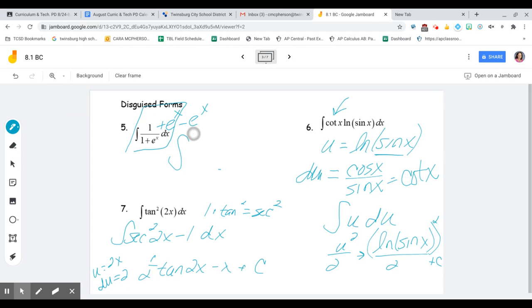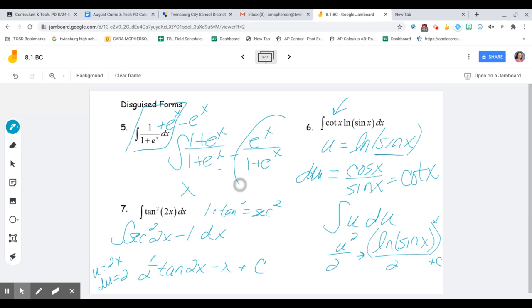You are going to have a 1 plus e to the x over 1 plus e to the x. That's like the first half of the pretzel. And then you're going to have a minus e to the x over 1 plus e to the x. That's the second part of the pretzel. So your first part of your pretzel, 1 plus e to the x over 1 plus e to the x, is just 1. So you are truly integrating just 1, which is x.